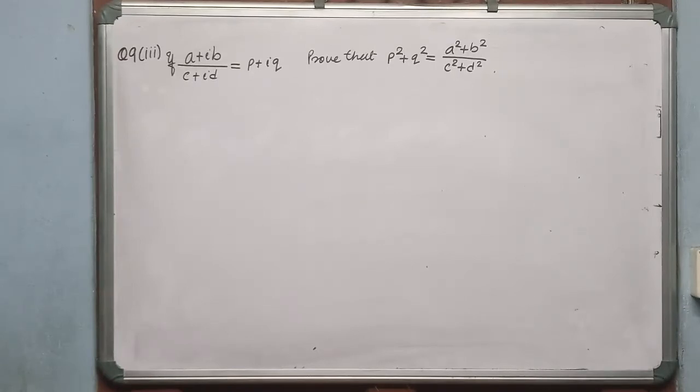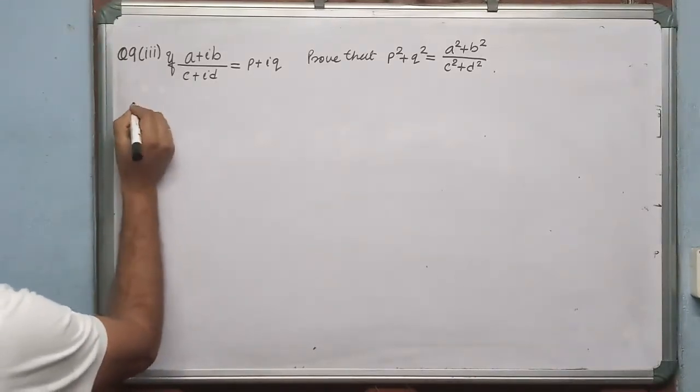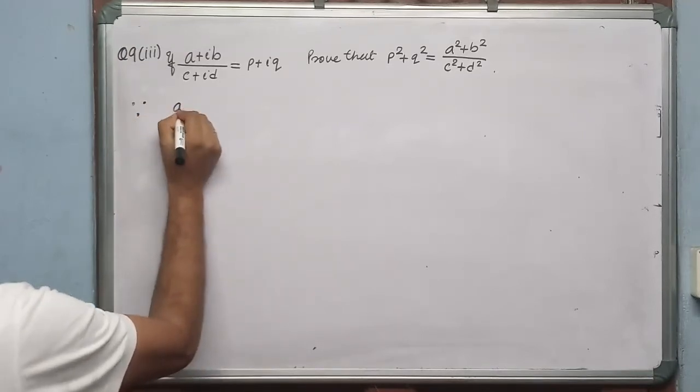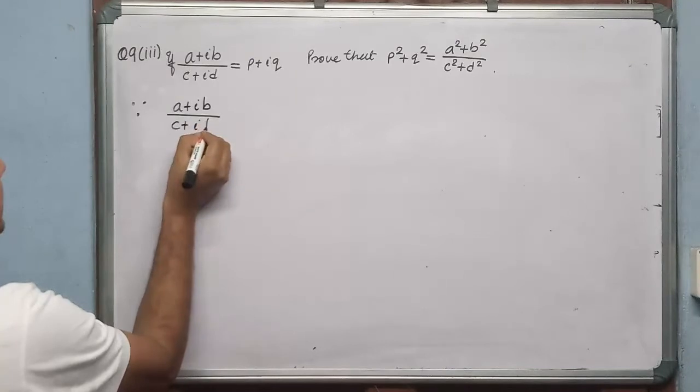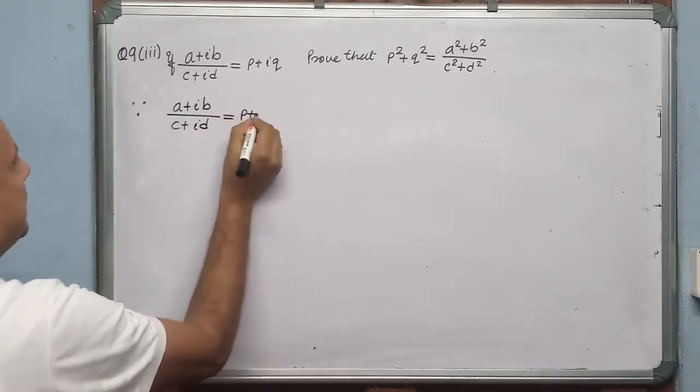Now, your question is question number 9.3. If (a plus ib) over (c plus id) is equal to p plus iq, prove that p square plus q square is equal to (a square plus b square) over (c square plus d square). Now, sir, how to tackle this kind of question? Since the given complex number is (a plus ib) over (c plus id) equals p plus iq.